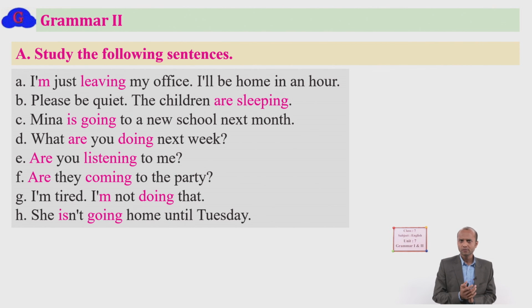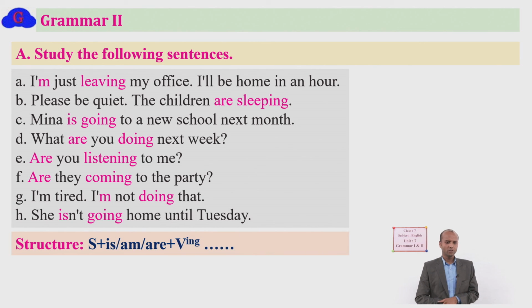Please repeat that once. Yes, definitely. This is the structure. Subject. For example, I is the subject here. The children is the subject here. Mina is there as subject. Followed by am, is, and are. Okay? And look, all the main verbs have ing with them. Yes? Am I right? Good.